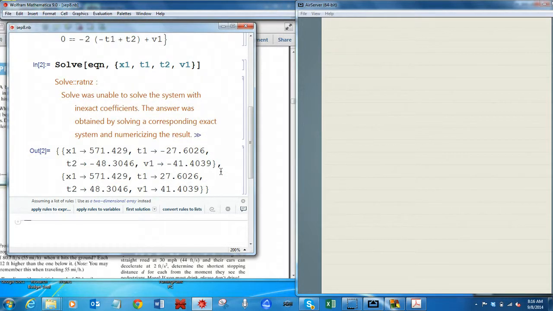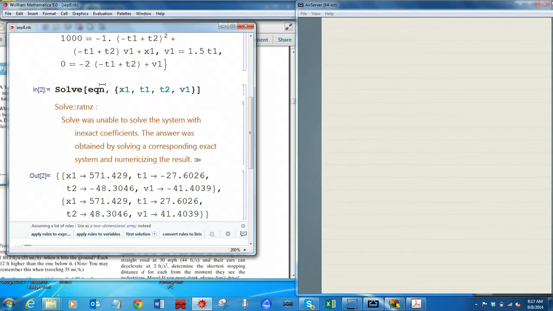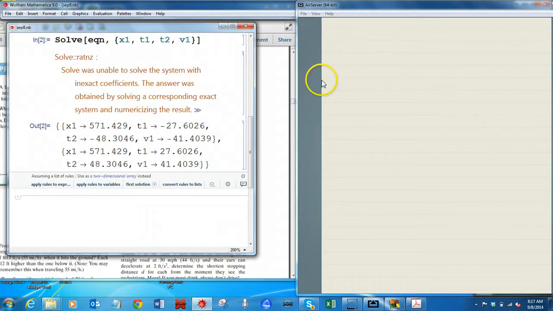Incidentally, if you notice here, it's saying that Solve was unable to do it with the inexact coefficients. Whenever you have a decimal point in any one of those numbers, it will try to do it with inexact arithmetic. If you take out all the decimals, for example, 0.75, write it as 3/4. You don't have to, but if you did, you get an answer in exact mathematics. It'll use fractions, and it's really pretty neat. But engineers always like decimals, right? So anyway, that's Mathematica.